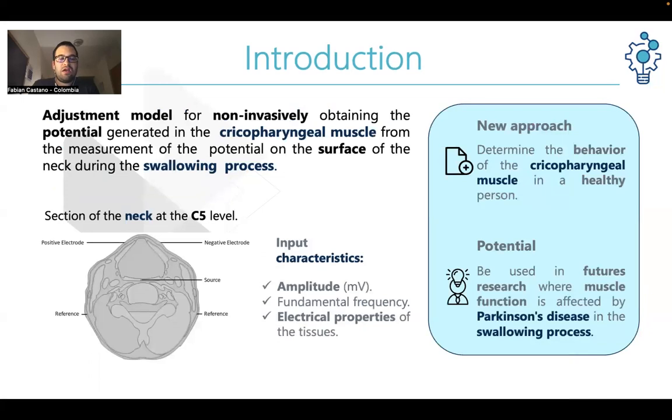But in this work, we propose to develop a system based on an adjusted model to non-invasively obtain the potential generated by the cricopharyngeal muscle from the measurement of the potential on the surface of the neck during the swallowing process. For this, we provide a characterization of the signals by amplitude, fundamental frequency, and electric properties of the tissue, to provide an electric and physical model where we can decide how much we need to stimulate the muscle to recover the functions. To provide this, we measure the potentials and develop a model to study the function of the muscle on the surface of the neck.